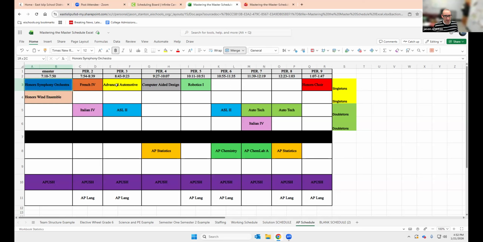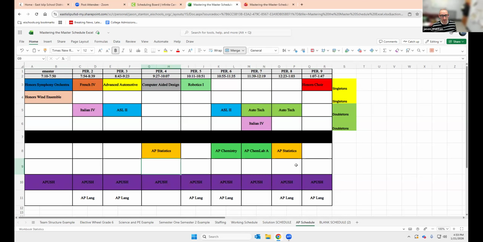I take all my singletons and I put them on top of the sheet, whatever I'm building, right? Whatever my school is, and I do the same thing with my doubletons. I don't usually worry too much about tripletons. And then I begin to lay out my grade level AP. So in my fake school that I built, everybody wants AP US History. So I got 9 sections of it. I was able to spread it across, no problem.